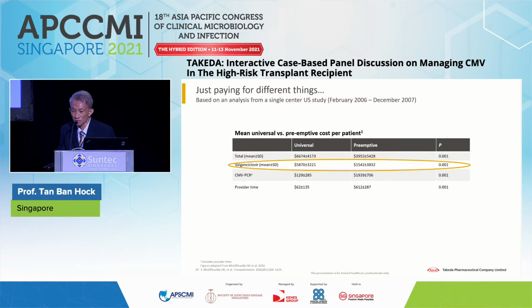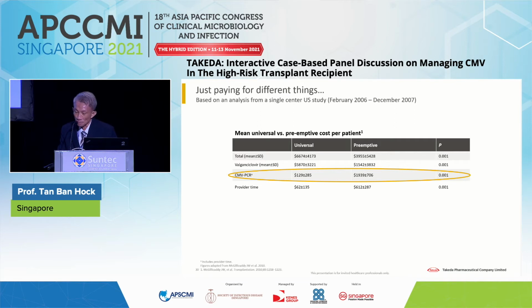And then this is where the cost difference is. So in terms of the cost of valganciclovir, it's of course much higher in the universal prophylaxis arm, whereas in the preemptive arm, you're actually paying for the CMV PCR. So at the end of the day, it's really very hard to choose between the 2 strategies.